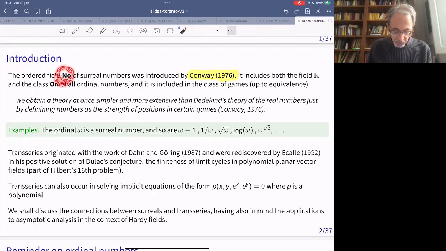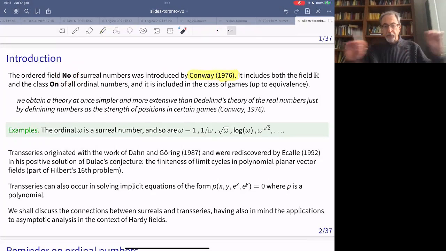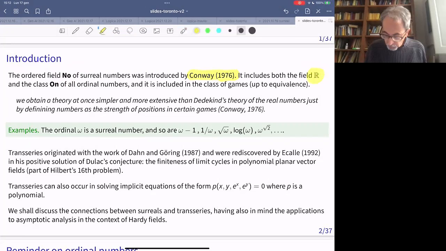So the surreal numbers will be called NO, for numbers. So it's a very big ordered field. It includes the real numbers, but it also includes the ordinal numbers. We will see exactly in which sense it includes both.